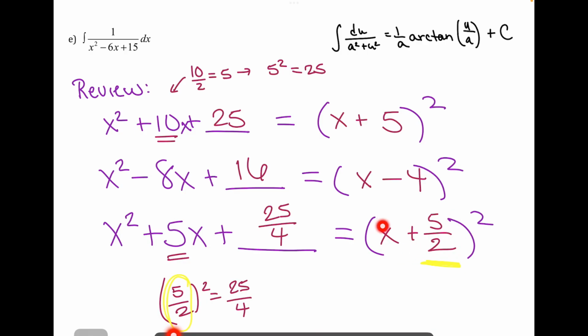The pattern is it's always going to have the sign that you had in front of your linear term. So this one's going to be x plus, and then it's whatever you squared. 5 halves is what we squared to get the 25 over 4. So x plus 5 halves quantity squared.